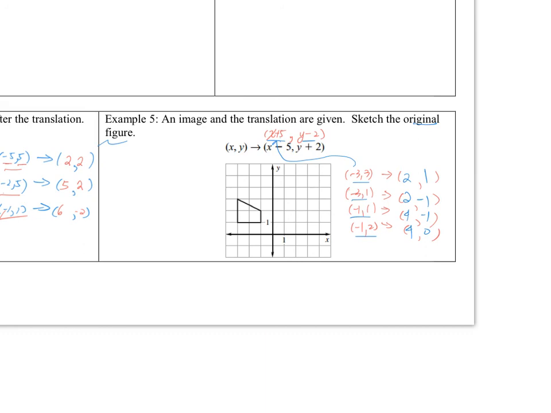So (2, 1) will be here, and then we have (2, -1), and (4, 1), 2, 3, 4, (4, -1), and then we have (4, 0). This is the original image. Okay, and we'll continue the lesson in class.